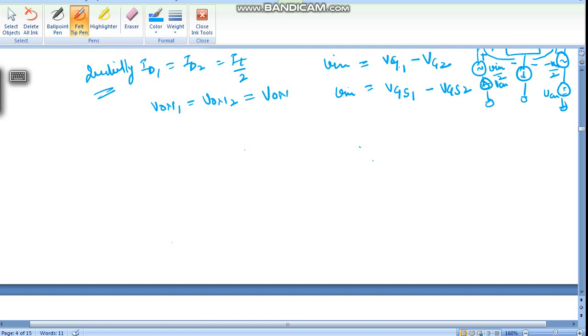So if we apply KVL at this source node, we will get VGS1 minus VGS2. Now we will add and subtract the threshold voltage in this equation. So now it will be VON1 plus VON2, and this is here minus.